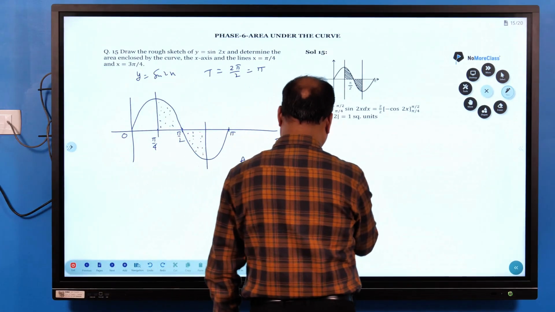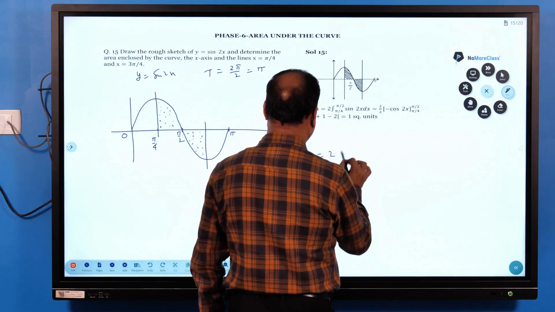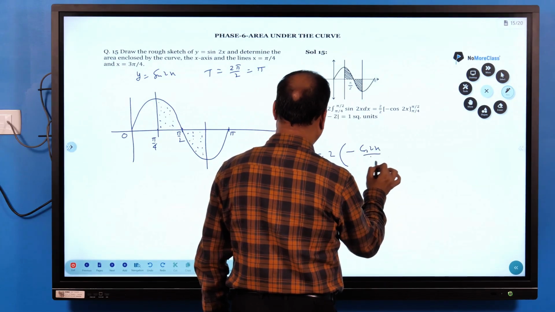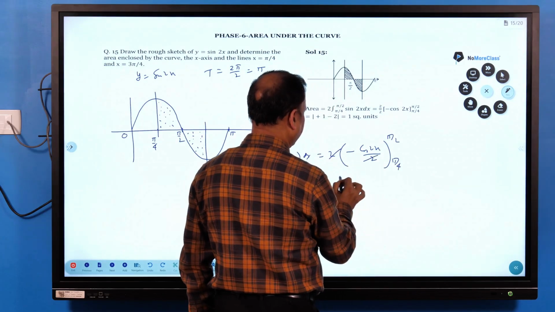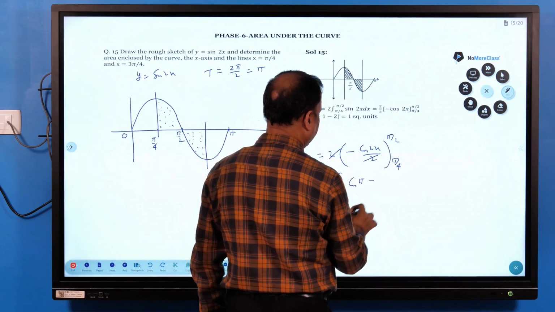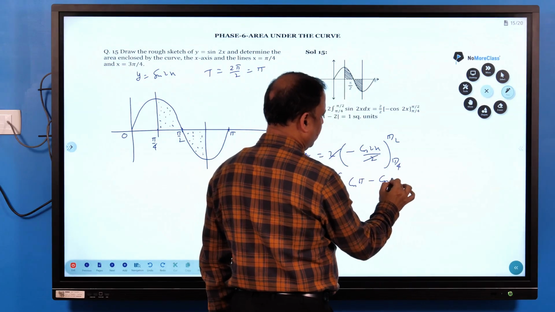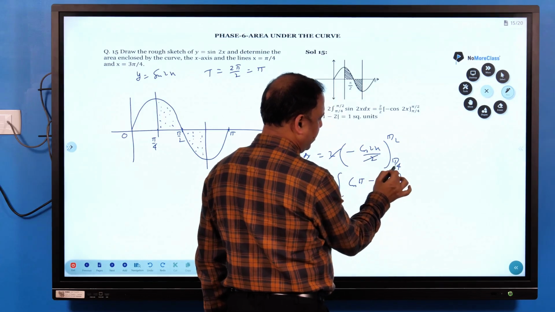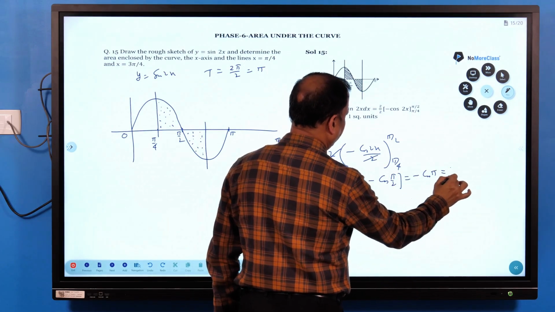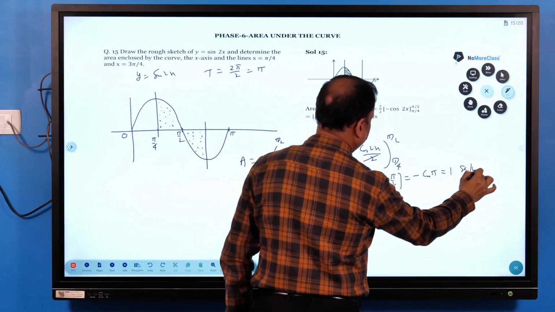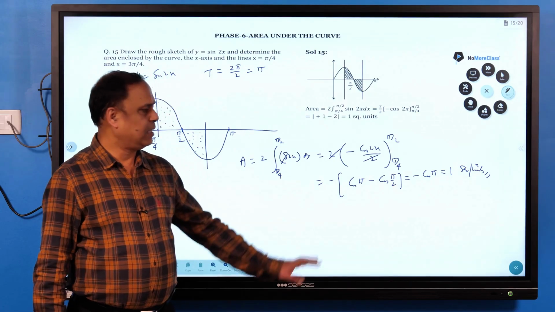So this is sine 2x. 2 times the integration of sine 2x is minus cos 2x upon 2, from pi by 4 to pi by 2. So 2 will cancel. So minus cos pi minus cos, minus is outside, pi by 2. I'm putting this 2 into pi by 4. So cos pi by 2 is 0. So minus cos pi is equal to 1 square unit. So that is the area of this. So this is the answer of that.